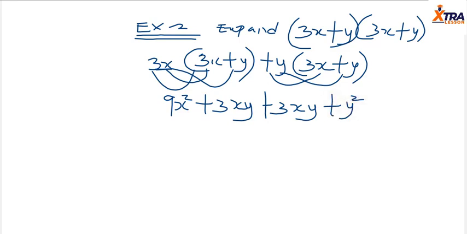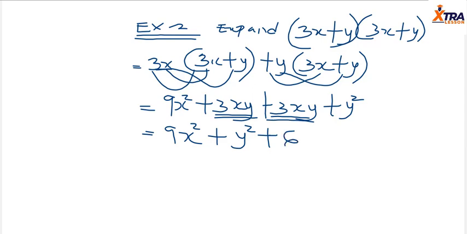So, we can now simplify in the next step. According to the powers, you have 9x squared plus y squared. Then these are what? Like terms. So we have 3 plus 3, 6. The xy, which is the variable part, will remain. So that is the solution to example 2.